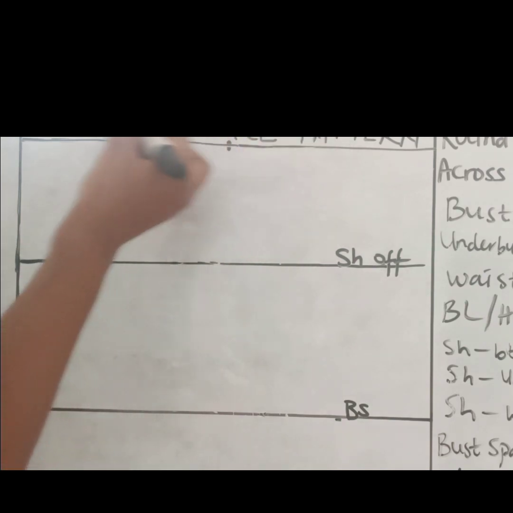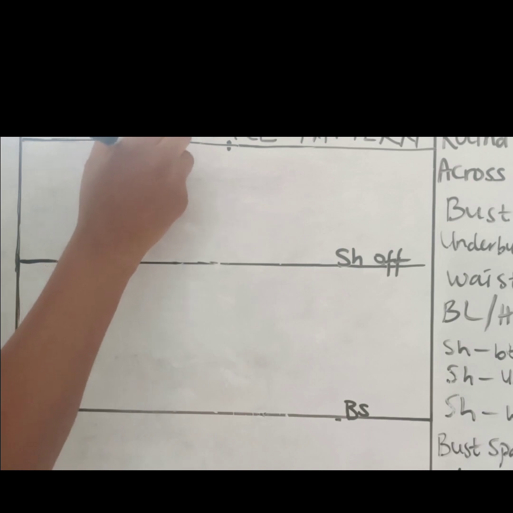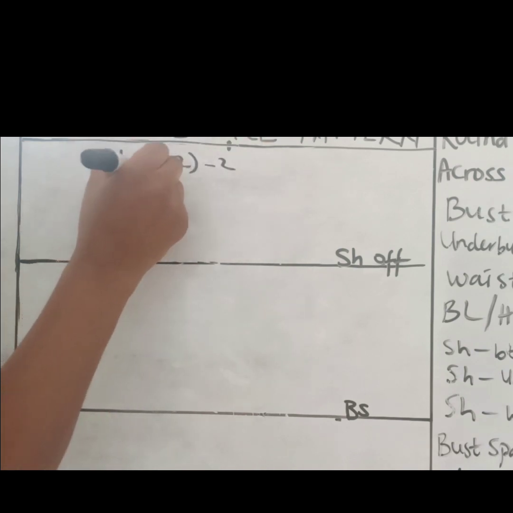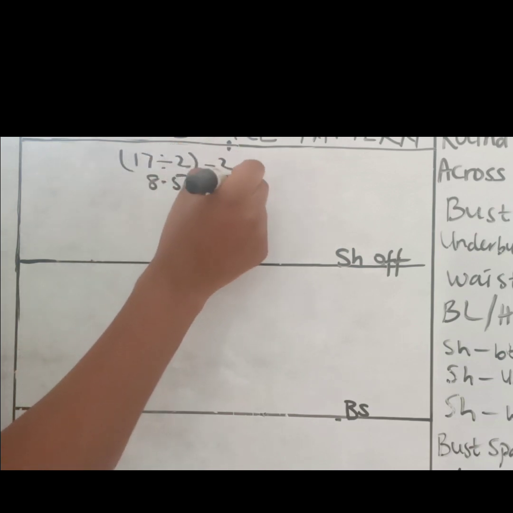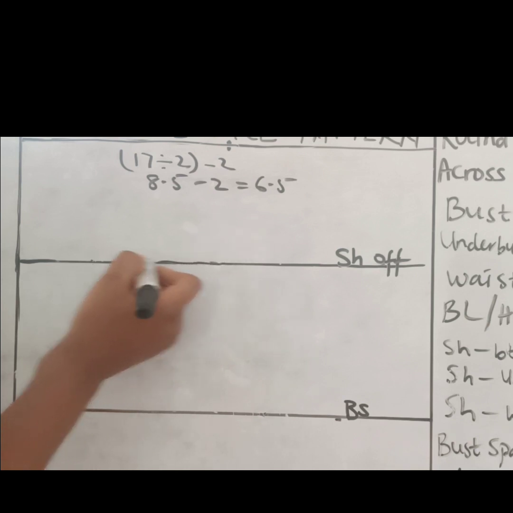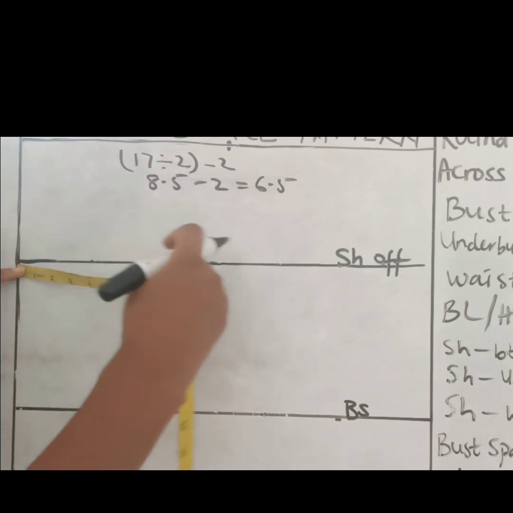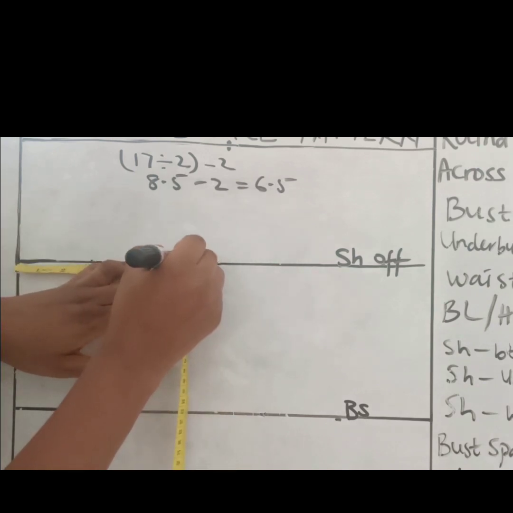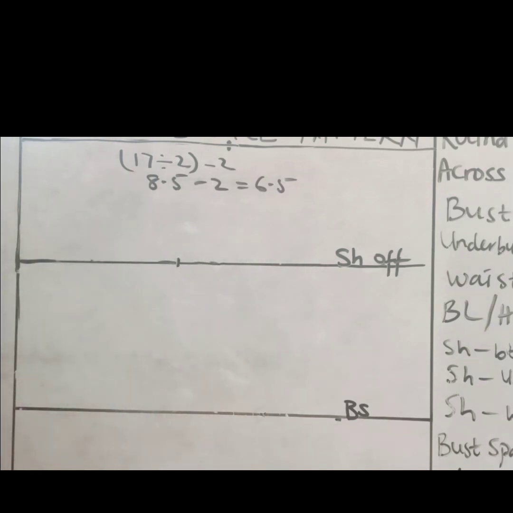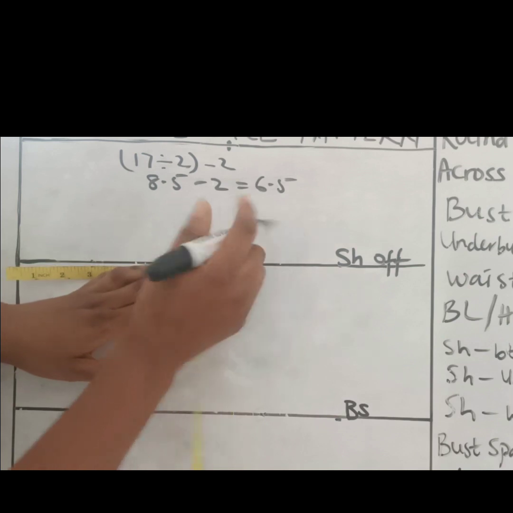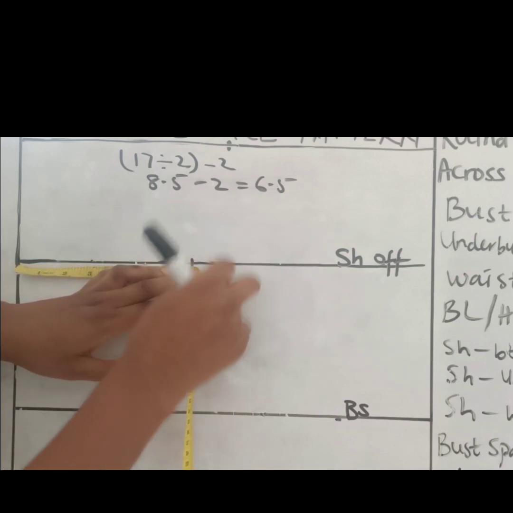Now, the across chest, we said 17, we divide it by 2 and then we subtract 2. 17 divided by 2 is 8.5 and we subtract 2 from that, we have 6.5. So on this off shoulder line, we will mark 6.5. Now, if you are working on your fabric, remember to add a sewing allowance of 0.5 inches.